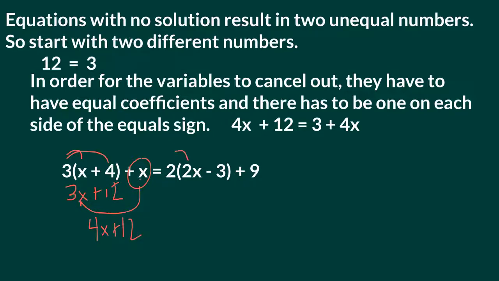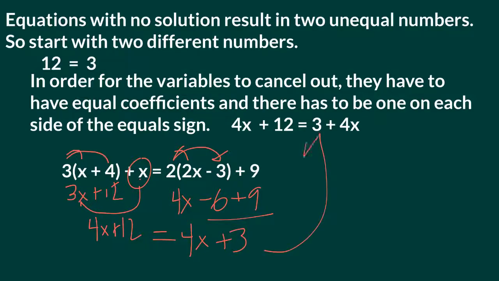Here, 2 times 2x is 4x. 2 times the negative 3 is a negative 6. Add the negative 6 and the 9 to combine the like terms. I am going to end up with 4x plus 3, which is going to bring me back to that same equation I had before. But now it looks different.